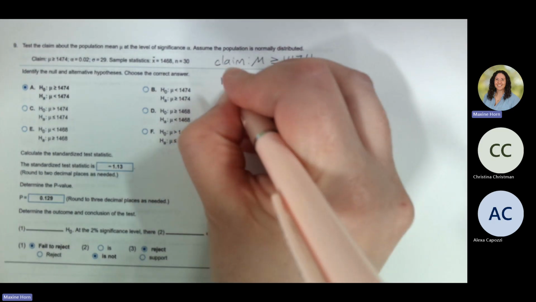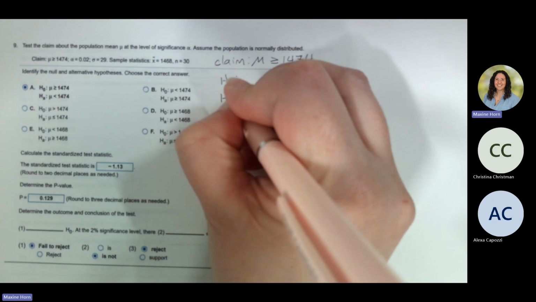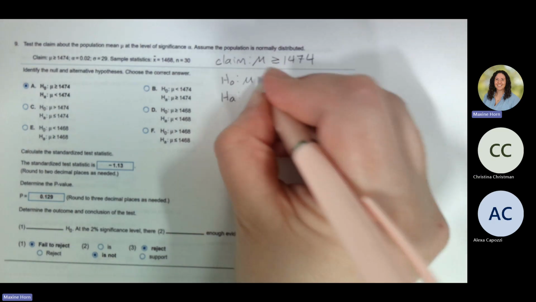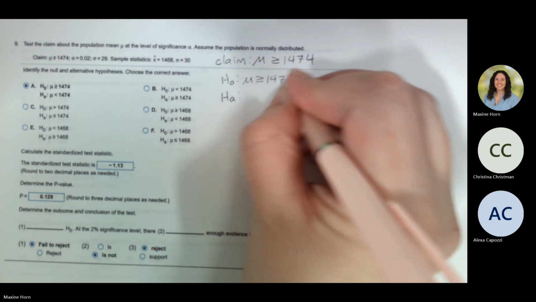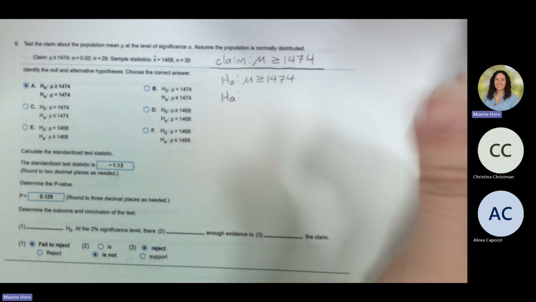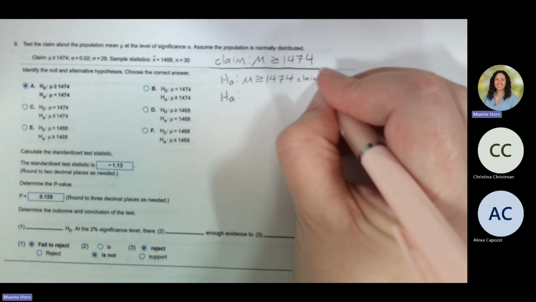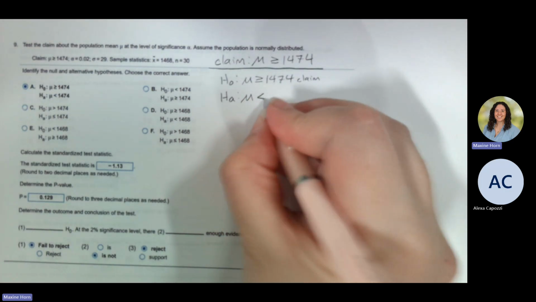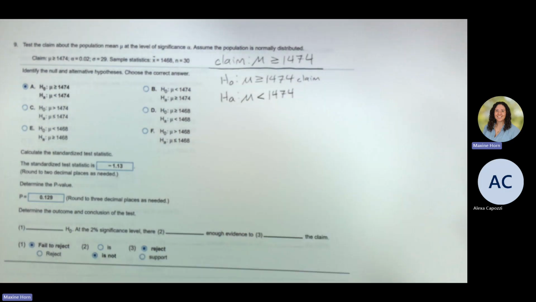Now we have to determine, did we just write down a null hypothesis or an alternative hypothesis? Our null hypothesis has some type of equality in it, and that's what we have written. So what we have happens to be the null hypothesis. So we're going to write that here. We're going to remind ourselves that that's our claim, and then we're going to write the complement of that. The complement of greater than or equal to is less than, and we keep our number the same.